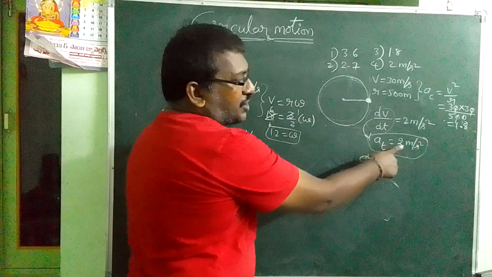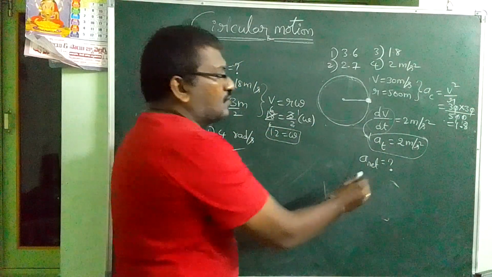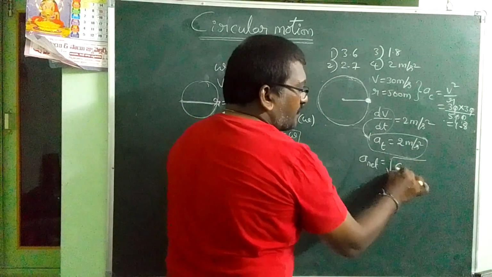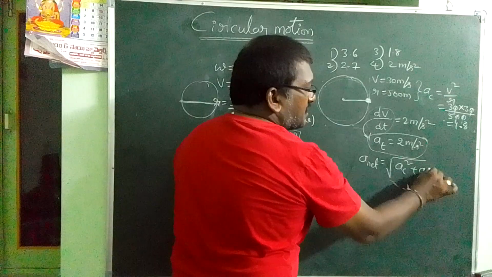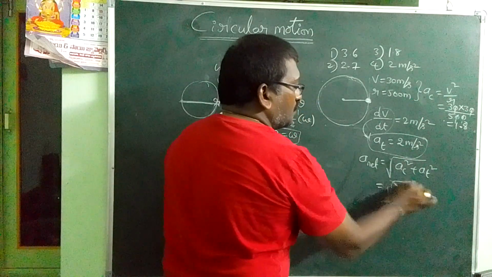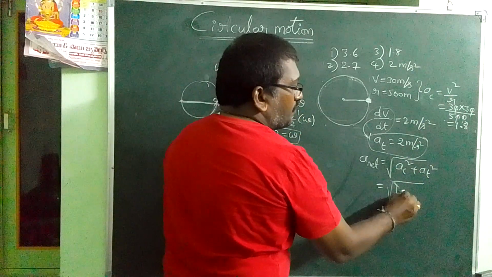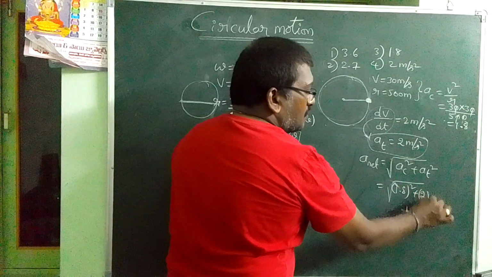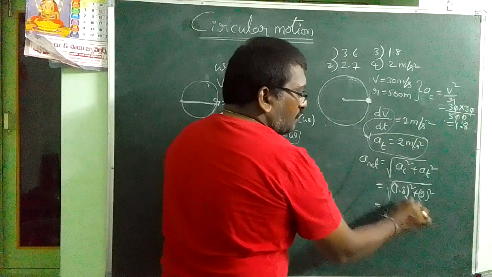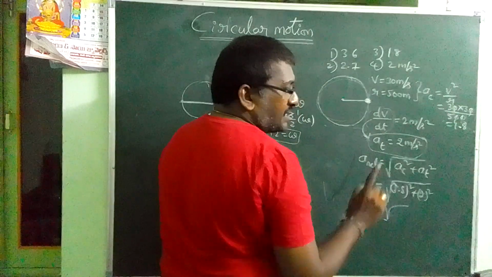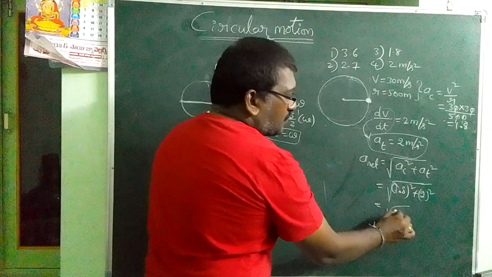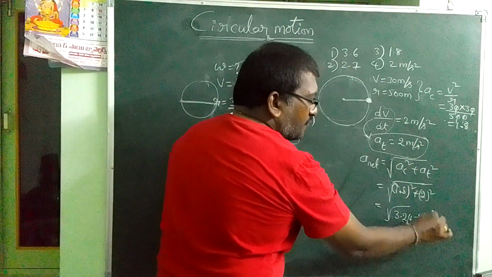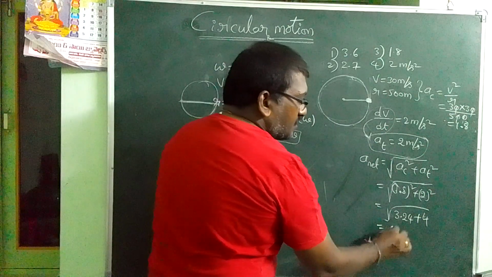And what about tangential? 2 meter per second square. So what is the net acceleration? We know the formula: net acceleration is equal to root of AC square plus AT square. So that equals root of 1.8 whole square plus 2 whole square. 1.8 whole square: 18 square is 324, with a decimal point, so you can write 3.24, plus 2 square means 4. 4 plus 3.24 gives 7.24.